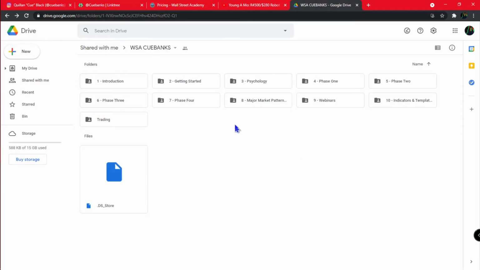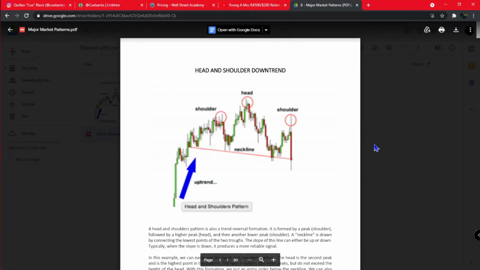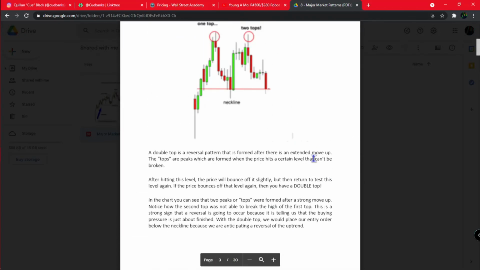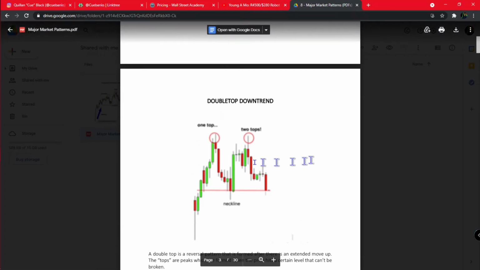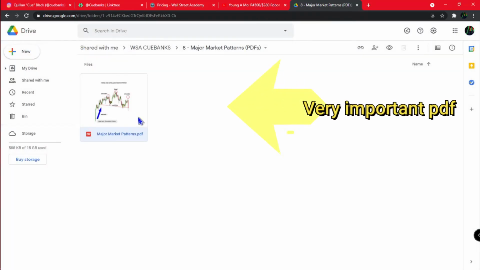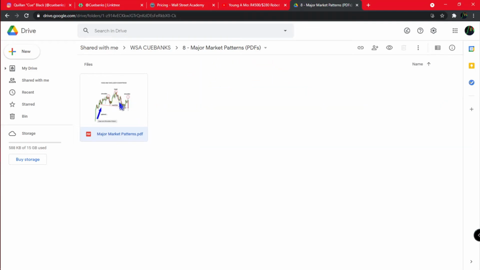If you go back to the main course that has been shared, now we'll be moving on to the major market patterns PDF, and in this PDF they do give the patterns that are mostly used by traders, like the head and shoulders pattern and the double top or double bottom patterns. If you do know about these patterns already, you do not need to go through this PDF, but if you haven't tried using market patterns in order to trade, this PDF will help you see which ones are viable and where you would be entering your trades when you are using these patterns.